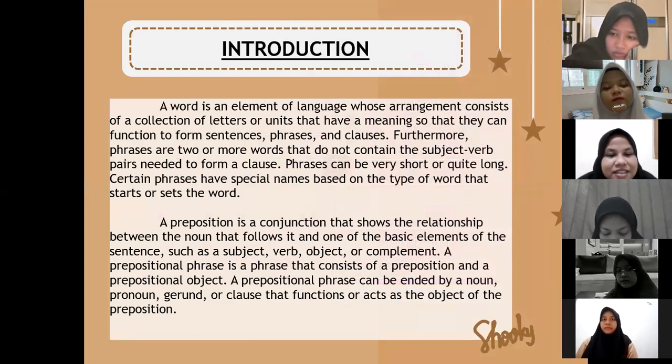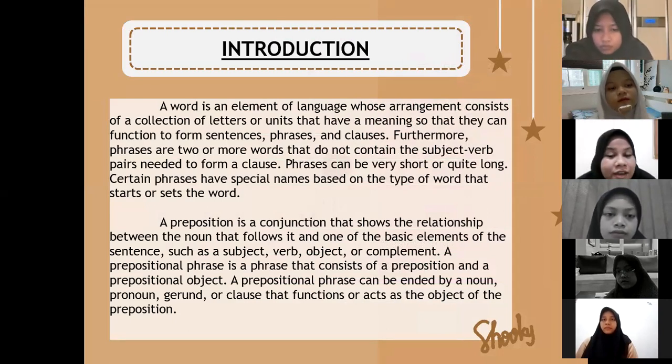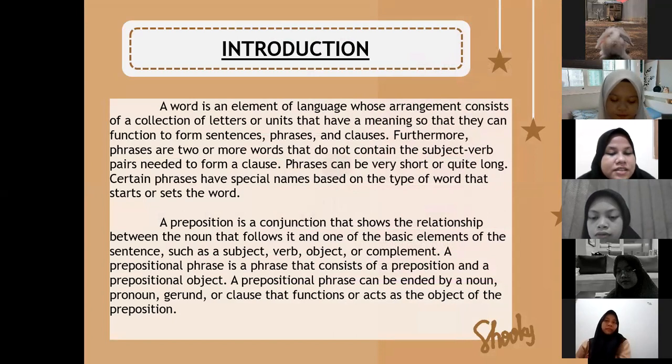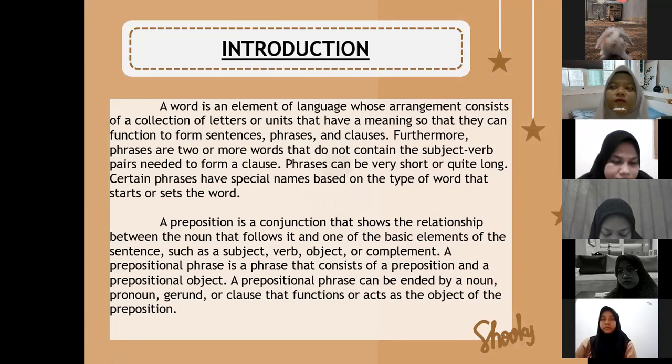Introduction. A word is an element of language whose arrangement consists of a collection of letters or units that have a meaning so that they can function to form sentences, phrases, and clauses. Furthermore, phrases are two or more words that do not contain the subject-verb pair needed to form a clause. Phrases can be very short or quite long.